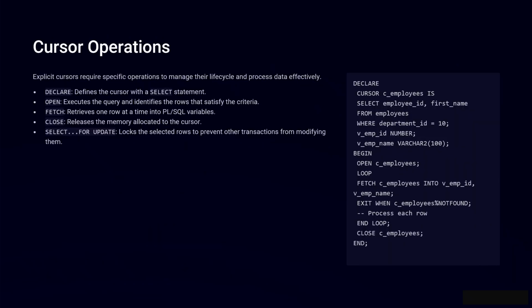Cursor operations. There is a life cycle to process the data effectively. Declare defines the cursor with the SELECT statement. Open executes the query and identifies the rows. Fetch retrieves one row at a time into PL/SQL variables. Close releases the memory allocated to the cursor. SELECT FOR UPDATE locks the selected rows to prevent other transactions from modifying them.